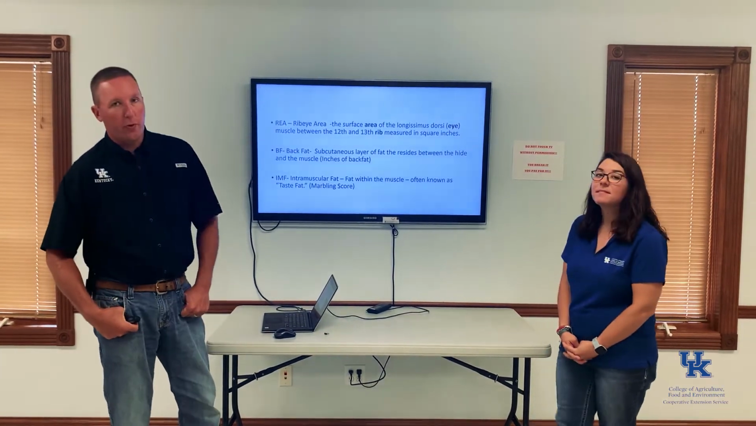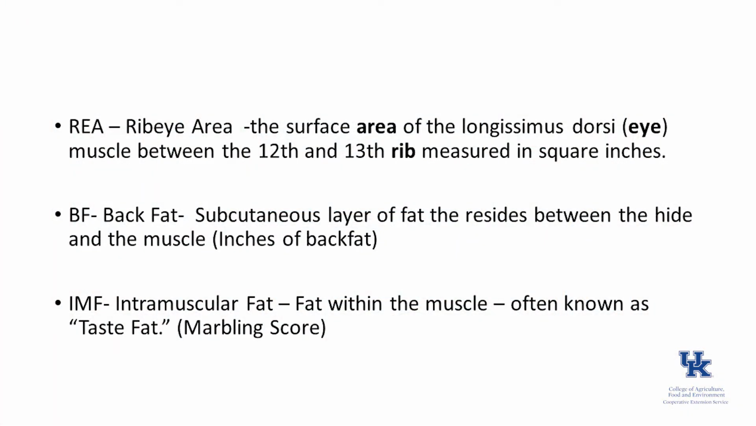Just a couple of quick definitions for you. Ribeye area is the surface of the longissimus dorsi. That's the big muscle that runs down the back of the animal. It's the eye of the ribeye that we'll show you in a minute. Through ultrasound, we're able to measure those on live animals and figure out the square surface area of those, and we do that between the 12th and 13th rib of the calf. That is measured in square inches.